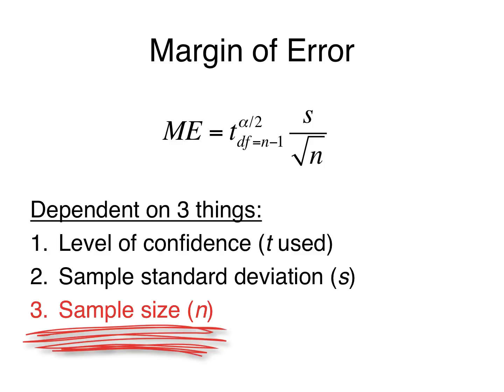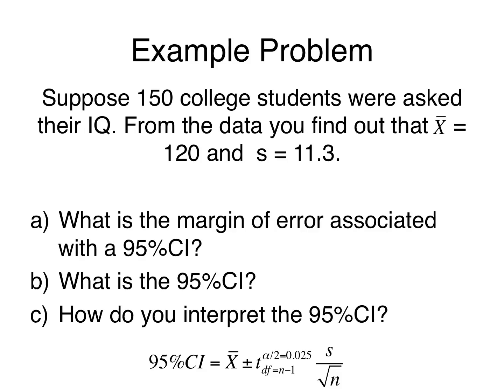So the main thing we can do to decrease our margin of error and our confidence intervals is to increase our sample size. So let's try an example problem. Suppose 150 college students were asked their IQ. From the data, you find that the sample mean equals 120 and the sample standard deviation equals 11.3. What is the margin of error associated with a 95% confidence interval? What is the 95% confidence interval, and how do you interpret it?